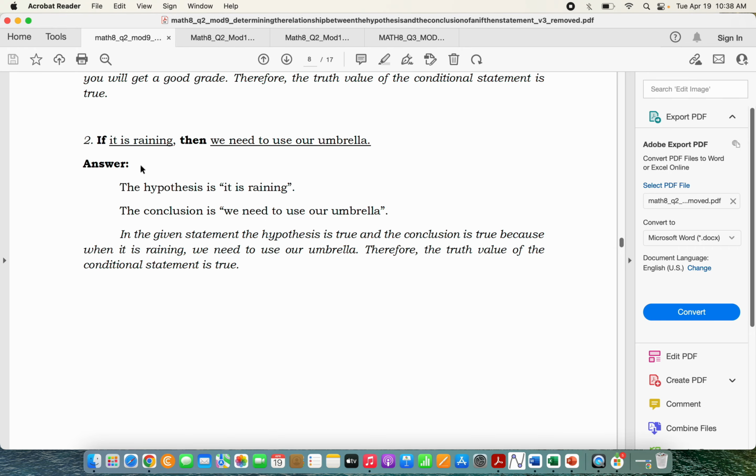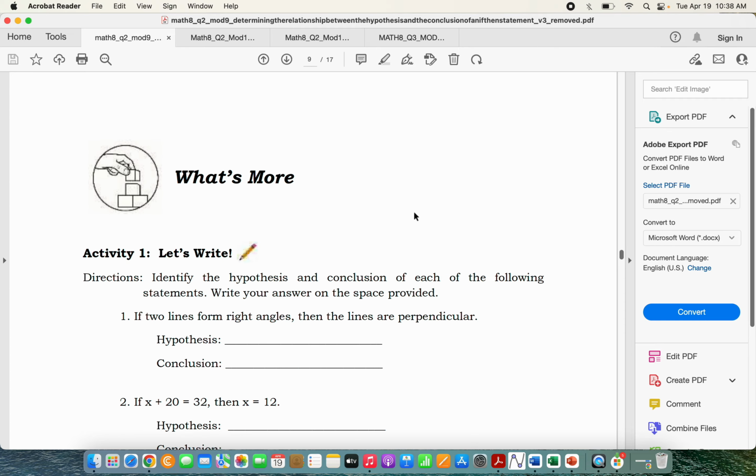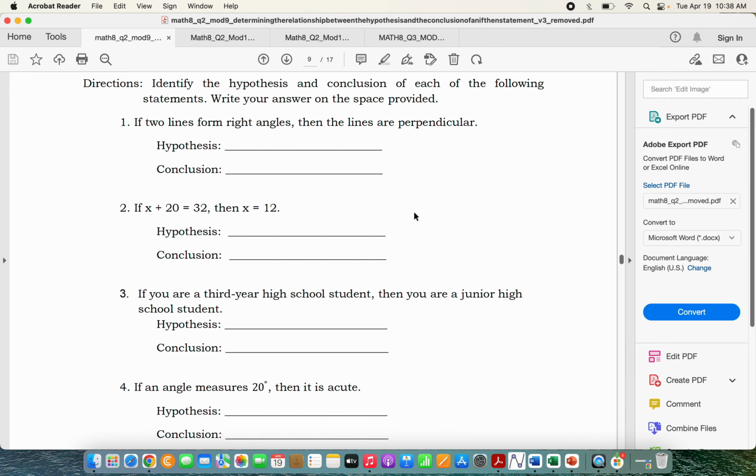Same with this one. Number 2, if it is raining, then we need to use our umbrella. So it's possible that it's raining, so the hypothesis is true. Then the conclusion, if it's raining, then you have to use your umbrella. So the conclusion part as well is true. So both the hypothesis and the conclusion are true. Therefore, the truth value is true. That's it.